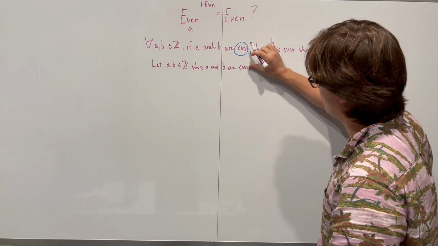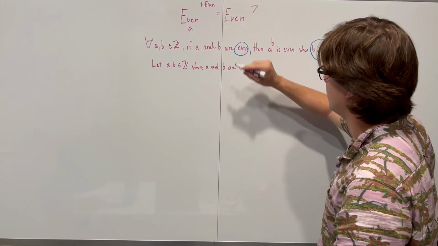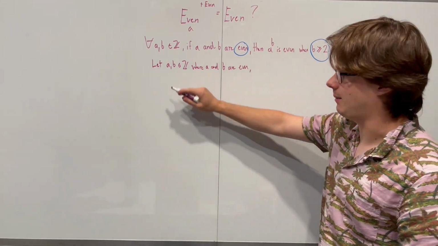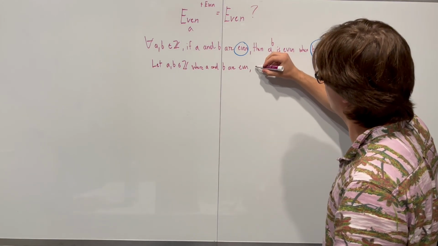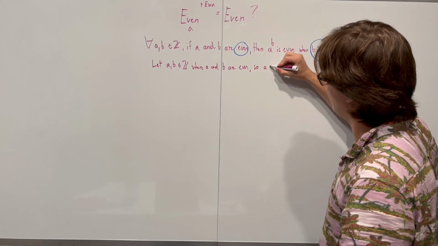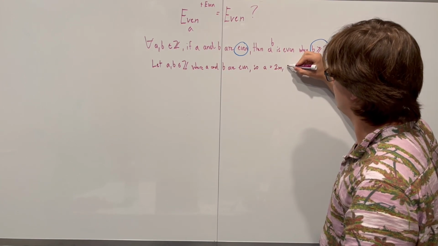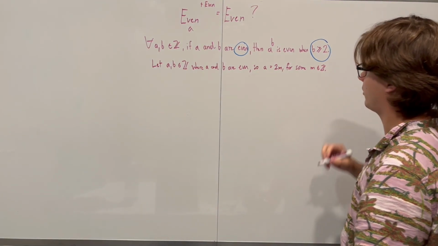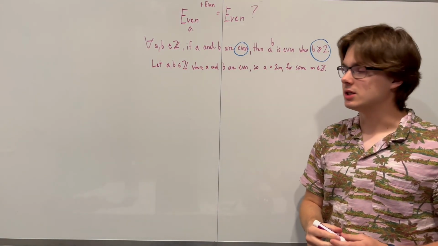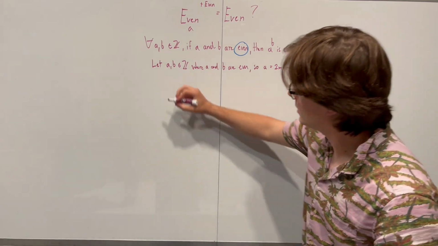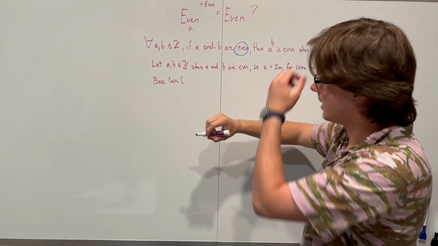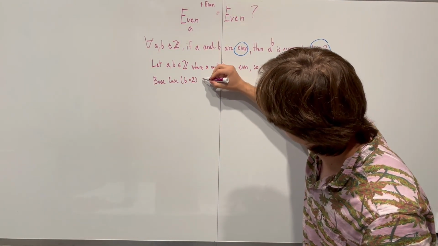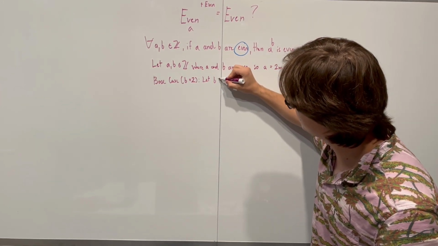I am going to also define what we mean by a even, because I can see how we're going to be using the definition of a in the base case and the induction step more than once. So we can say a is equal to 2m for some integer m. Okay. First thing in our induction step is we're going to do the base case. The base case is going to be when b is equal to 2. So we say let b equal to 2.